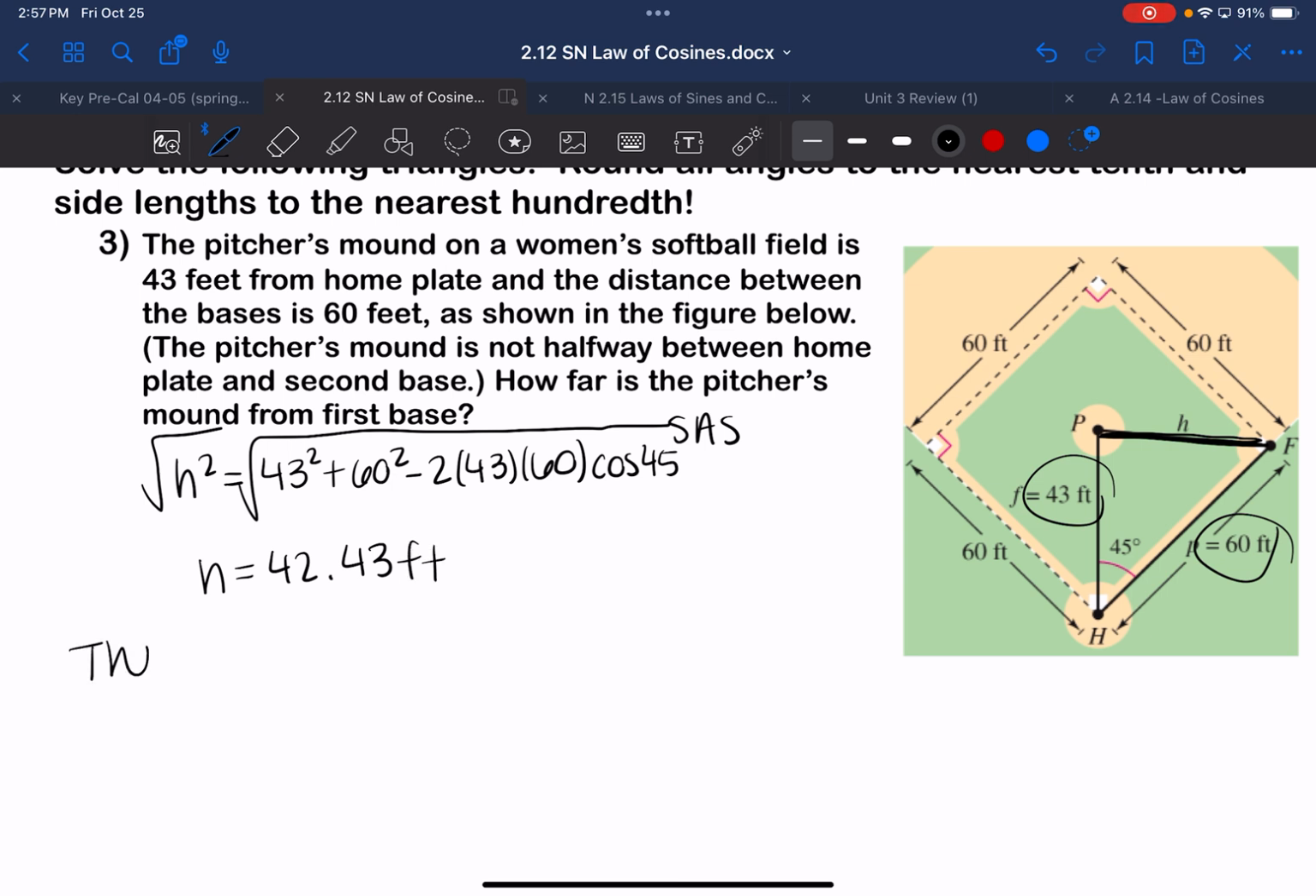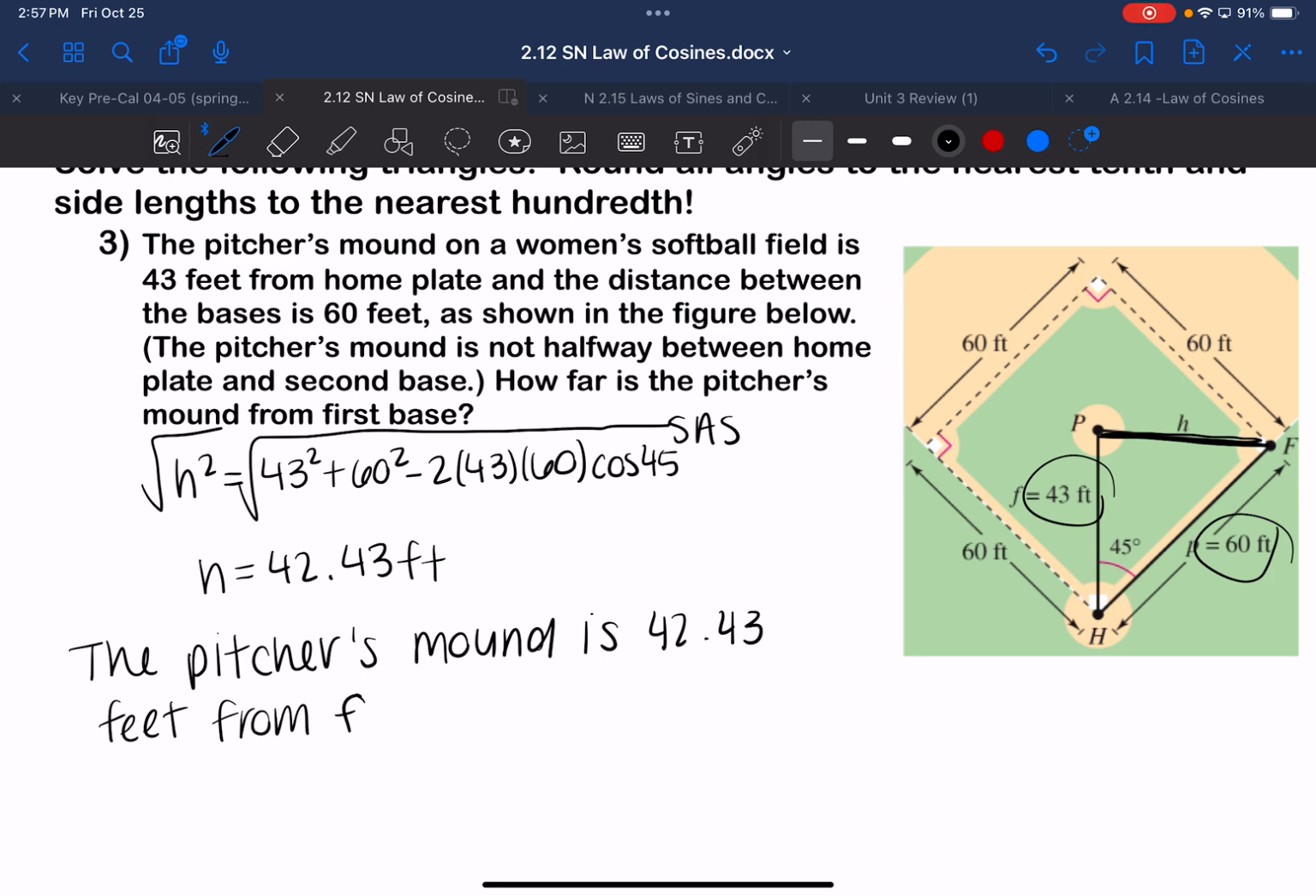So we can say the pitcher's mound is 42.43 feet from first base.